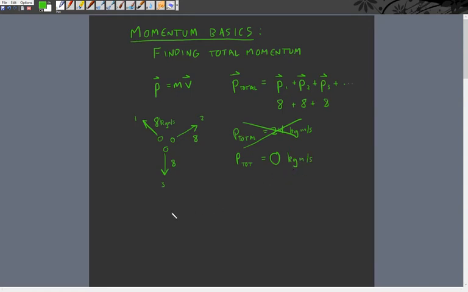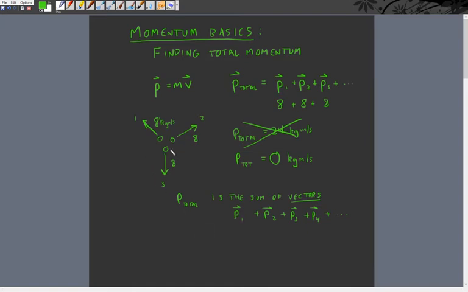Okay? So just keep in mind that the total momentum is the vector sum of P1, P2, P3, P4, and however many objects you have. Each object has its own momentum, and you can just add them together as vectors. So we're going to be focusing on this today.